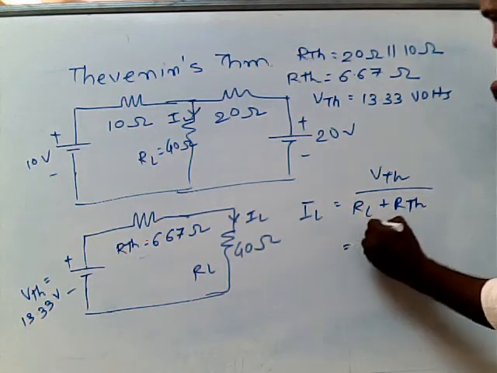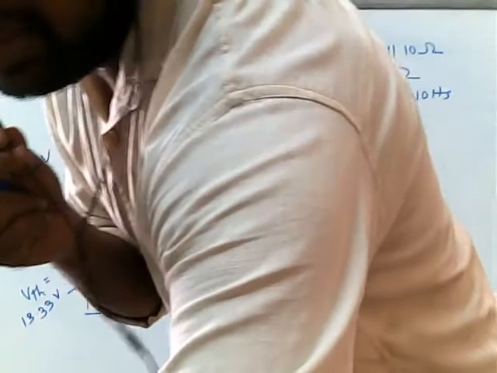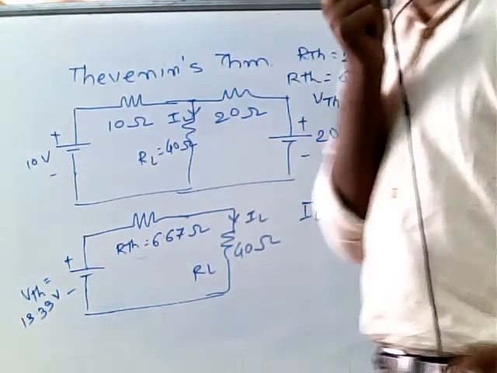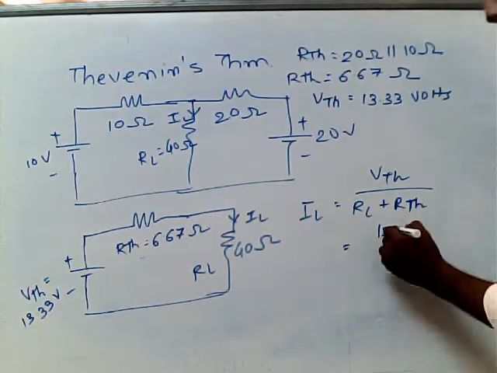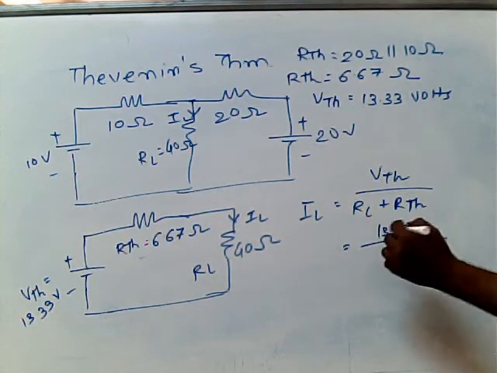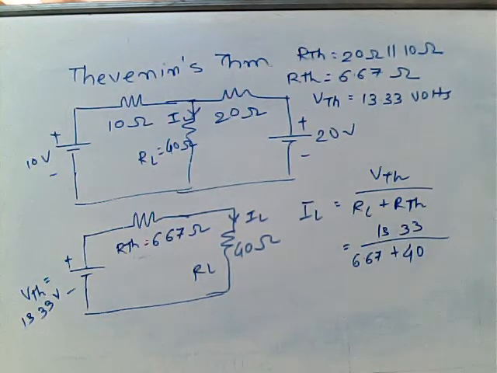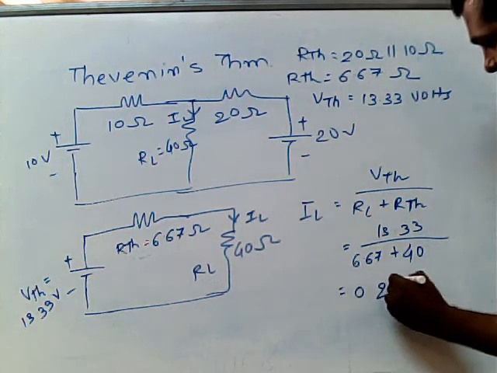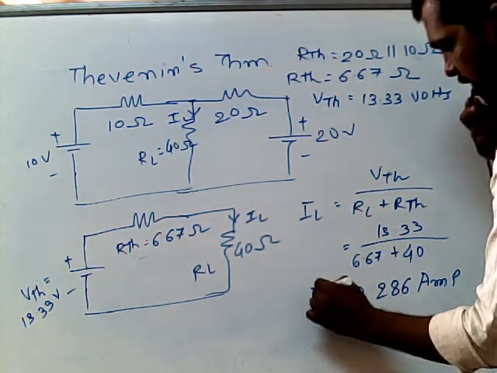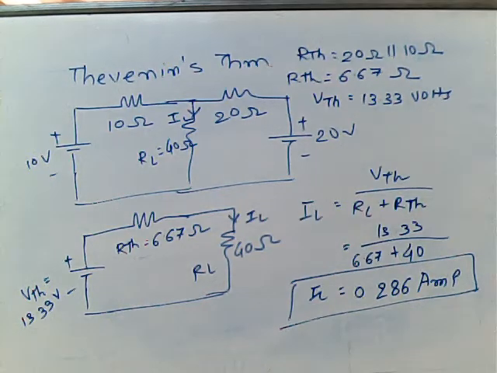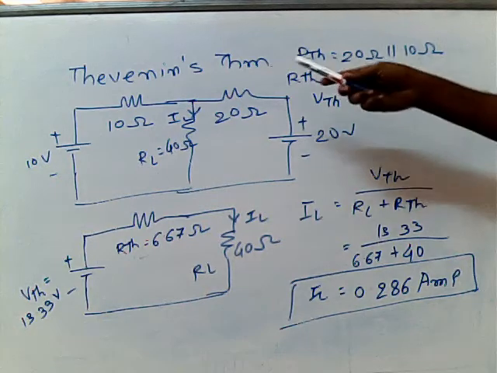So VTH is 13.33 volts divided by RTH, 6.67, plus RL, 40. If we find the value of this current, it will come to 0.286 ampere for IL. So this is the procedure by which we find the current through any branch, or the voltage across any branch, through Thevenin's theorem.